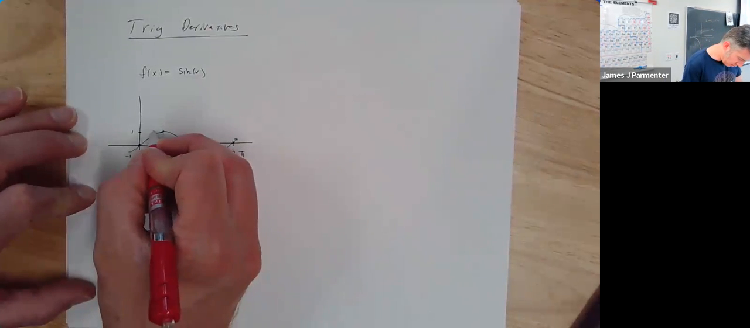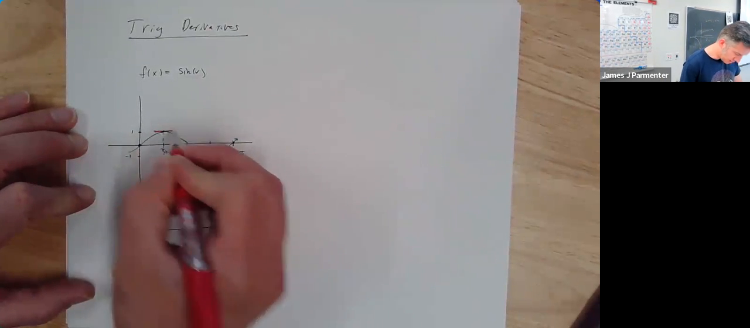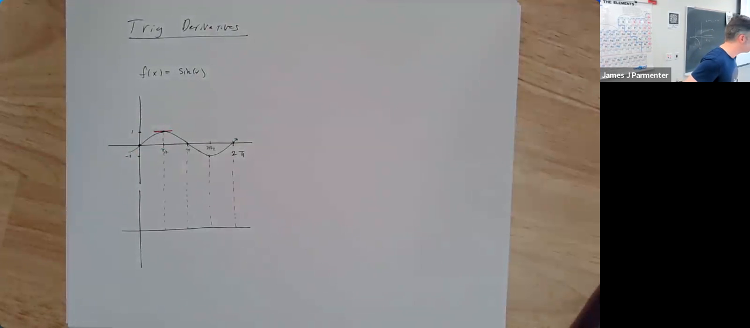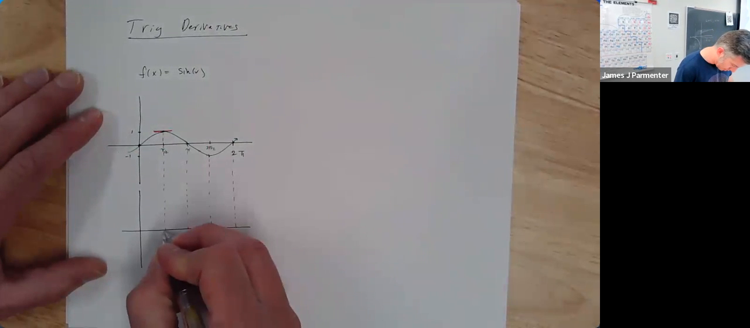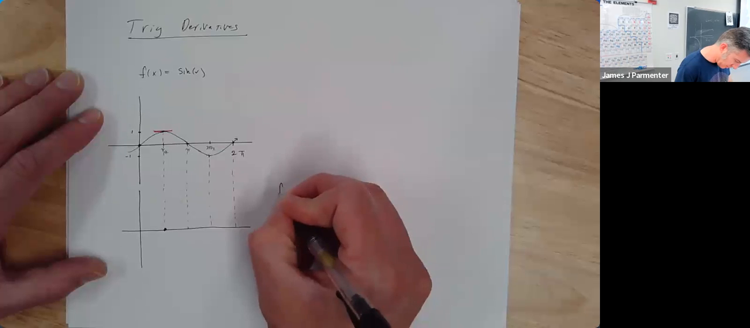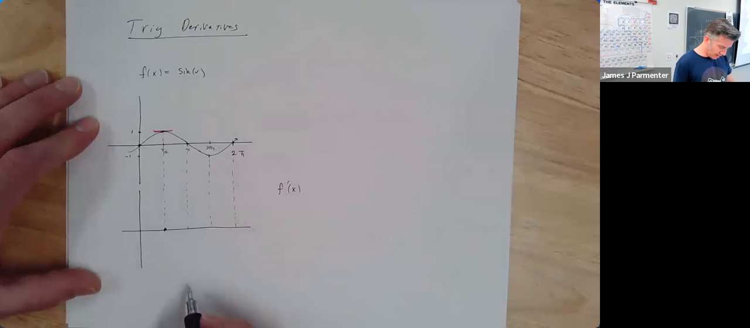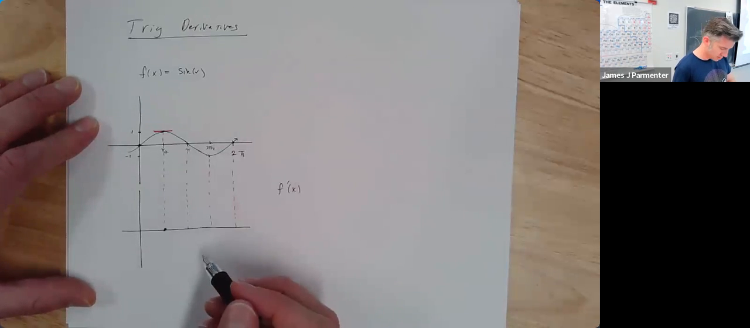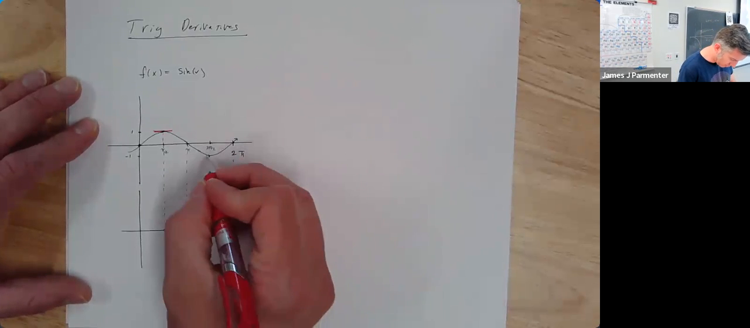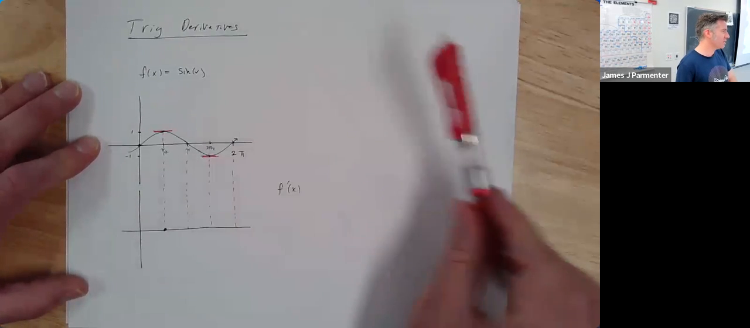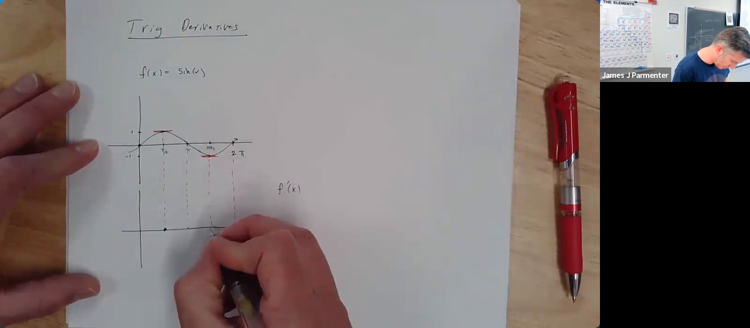At pi over 2, what's the slope of the tangent line? 0. So for my derivative, I'm going to get 0 there. And at 3 pi over 2, slope of the tangent line is also 0. I always look for the zeros first. It's just the easiest, to be honest.